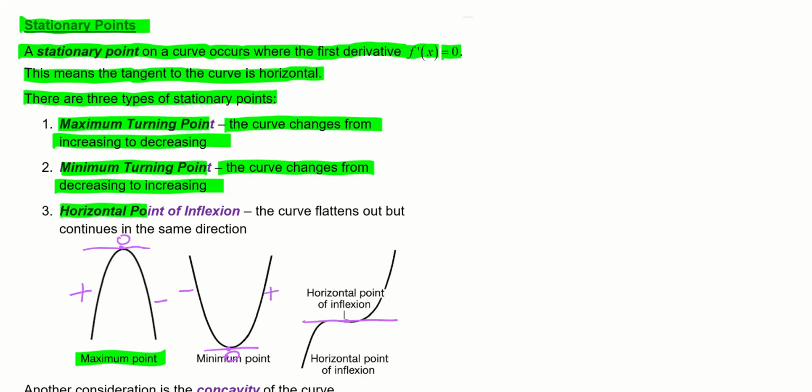And then we have the horizontal point of inflection. The curve flattens out but continues in the same direction. So with the one drawn, we have a positive, 0, positive, but they can just as easily be negative, 0, negative.